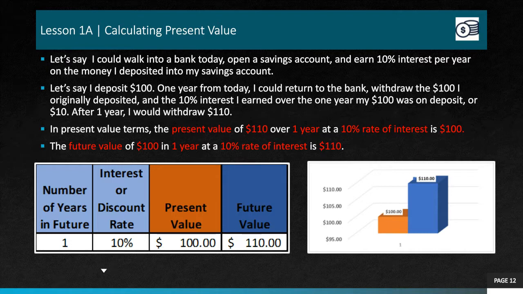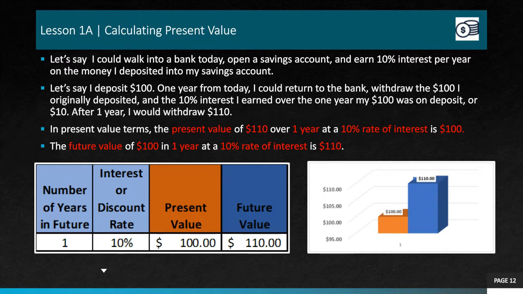So let's say I deposit $100, and 1 year from today, I go back into the bank and I take out the $100 I deposited, and I also earned interest. I earned 10% interest over 1 year on the amount of $100. So 10% of $100 is $10, so I withdraw $110, the $100 I originally deposited and the $10 in interest. So what we say in present value terms is the present value of the $110 that I withdraw at the end of the year is $100 today, okay? And the future value is $110, okay?